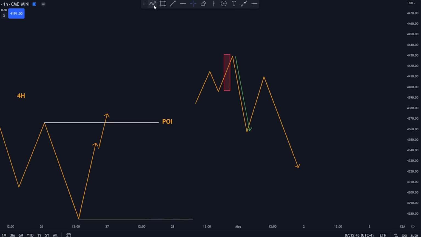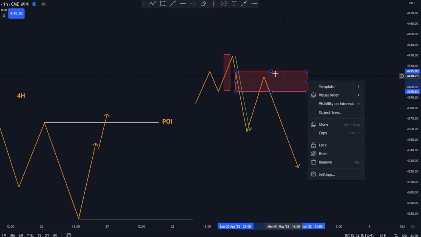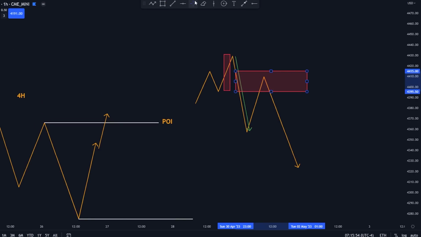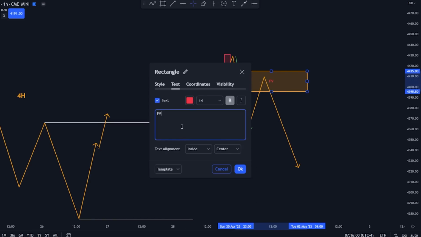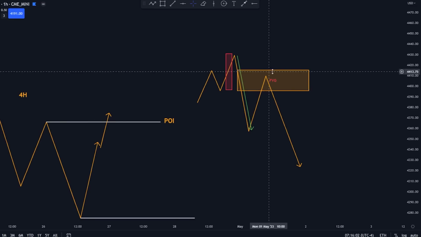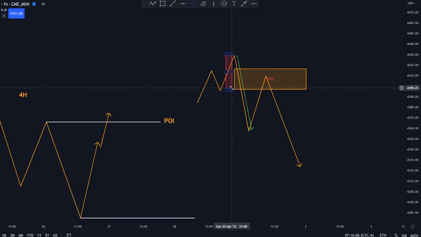And what you want to do is enter on a fair value gap that's gonna form here. Let me change the colors of this. So this is our fair value gap. And you want to enter on this right here. And this order block is supporting you. And that's why this is the higher probability market structure shift when you have an order block and a fair value gap.